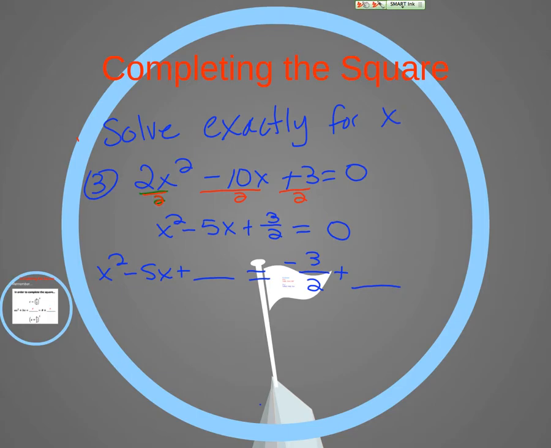Now remember what goes in here. We have to take b. Now we're not going to use the one with the 2 in front. We can't do it with the 2 in front. So we have to take b right here, divide it by 2, and square it. But I don't want to use that decimal, so I really just have to square it. So 5 squared is 25, and 2 squared is 4. So that has to go on both sides.